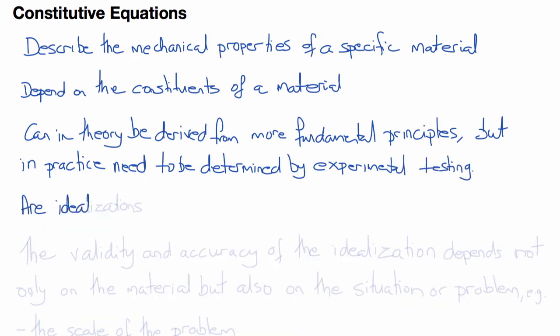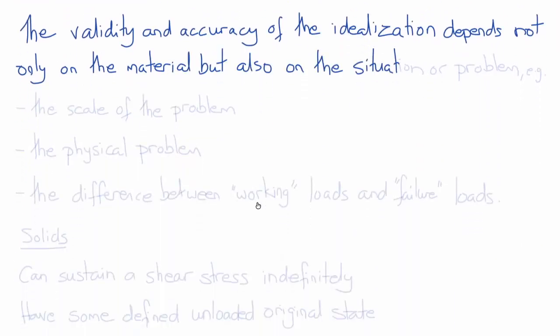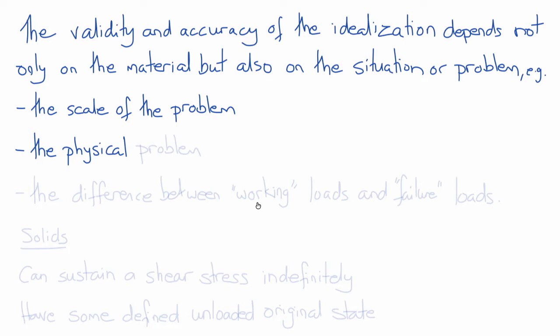It's important to realize that constitutive equations are idealizations, they're approximations of reality. And the validity and accuracy of the idealization doesn't depend only on the material. It also depends on the situation or physical problem that we're trying to solve. For example, it can depend on the scale of the problem. If we're interested in modeling the flow of water around a ship, then this could be a very different approximation than modeling the flow of water in microchannels. It also depends on the physical problem that we're trying to solve.